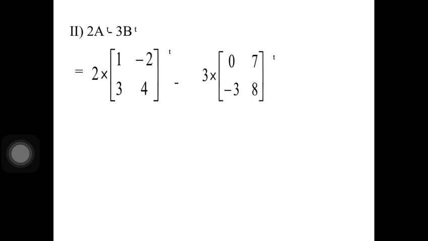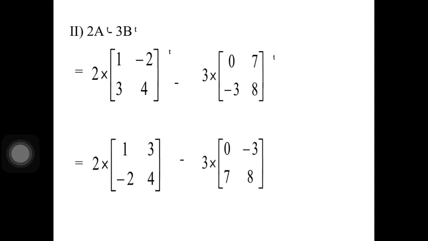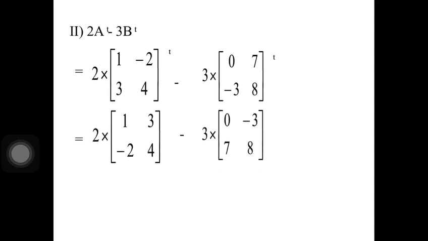Now the second part, 2A transpose minus 3B transpose. First of all, we take the transpose. In transpose, rows are changed into columns: 1 and 3, and 2 minus 2 and 4 is the second row, and 0 and minus 3 is the first row, 7 and 8 is the second row. Now multiply with 2 and 3.